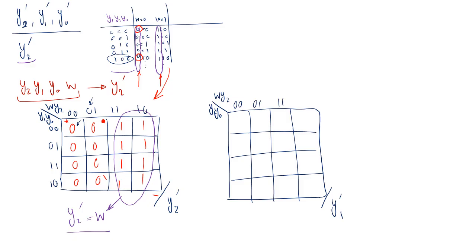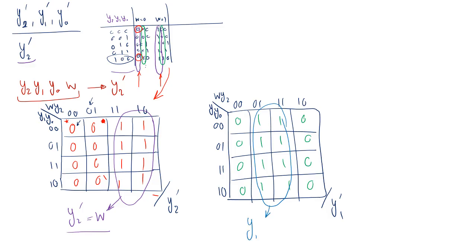Okay, so if I want to do this myself, for this case, I'm going to be looking at these bits, because those are the y1 primes for w equal to 0 and w equal to 1 for different states, and I'm going to get, again, a very nice Karnaugh map. If I draw a circle around it, I'm going to get y1 prime is really equal to y2.